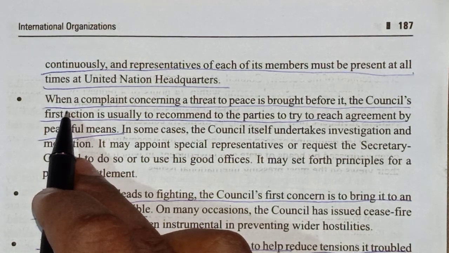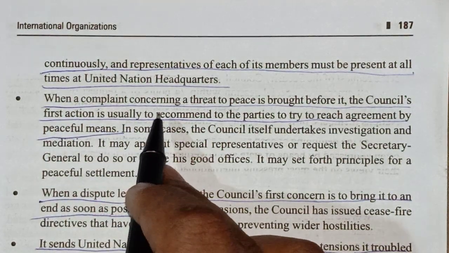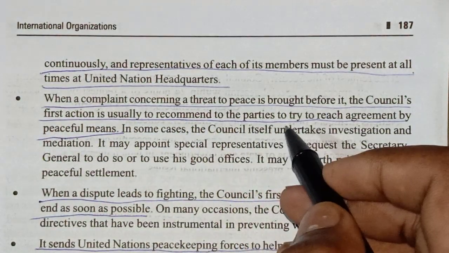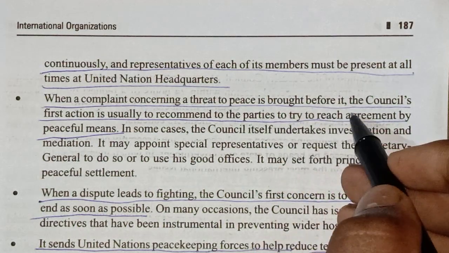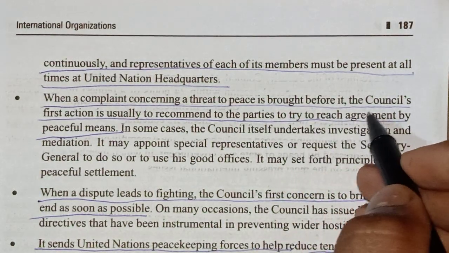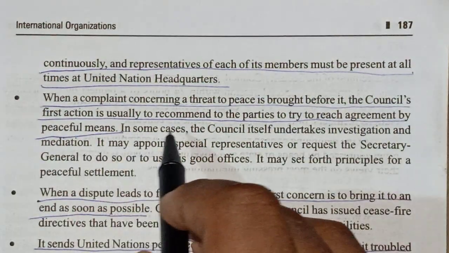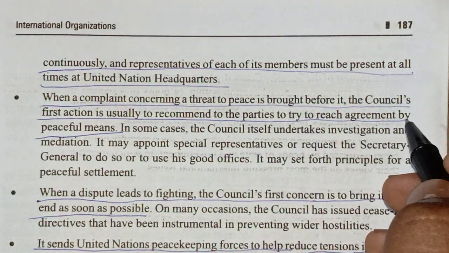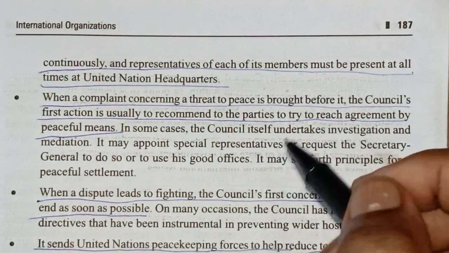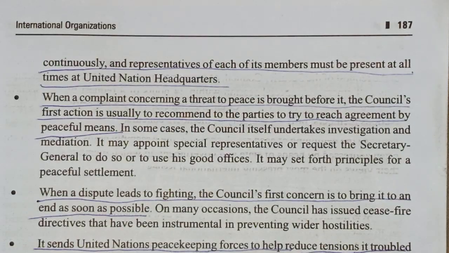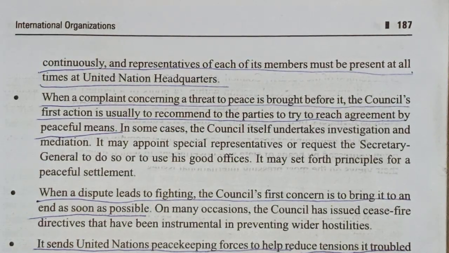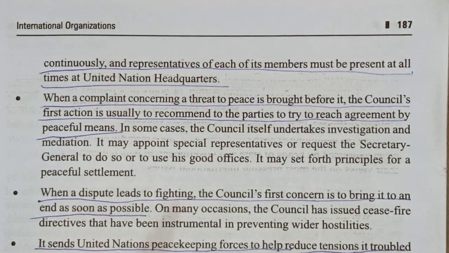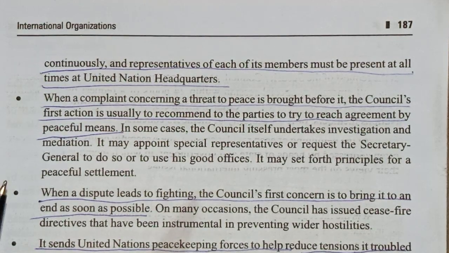Then when a complaint concerning a threat to peace is brought before the Security Council, the council's first action is usually to recommend to the parties to try to reach agreement by peaceful means. It is the first duty of the Security Council to use peaceful means for the settlement of disputes.